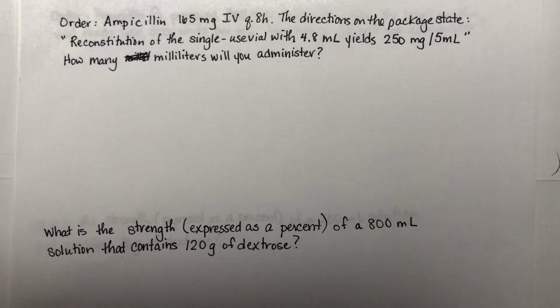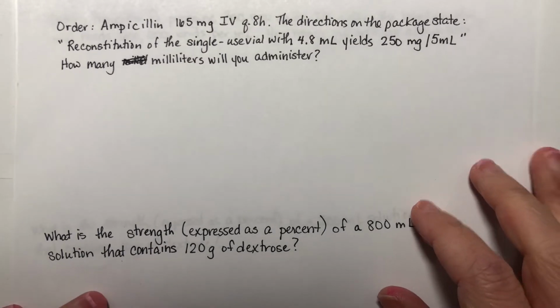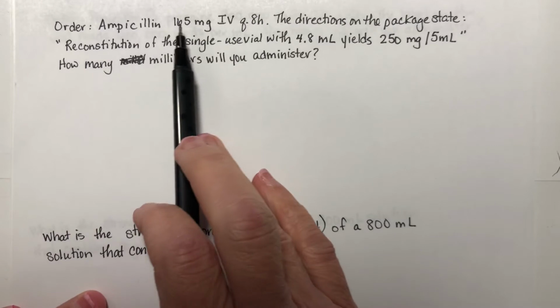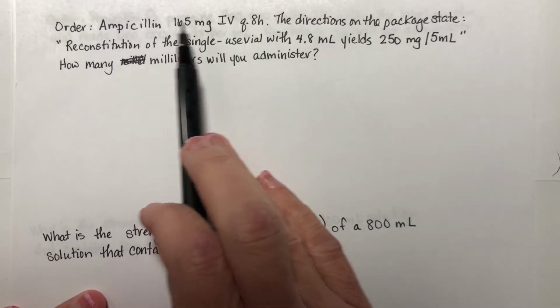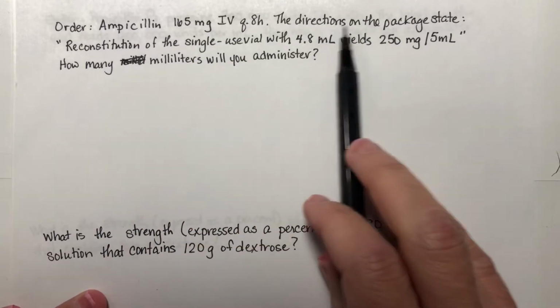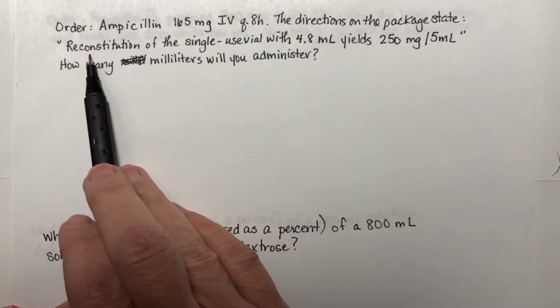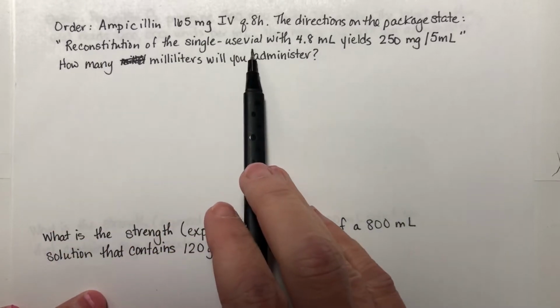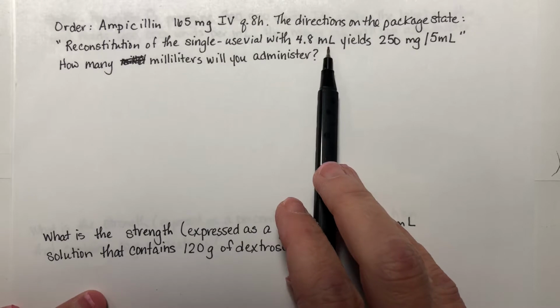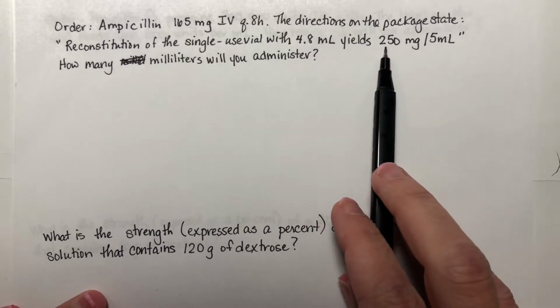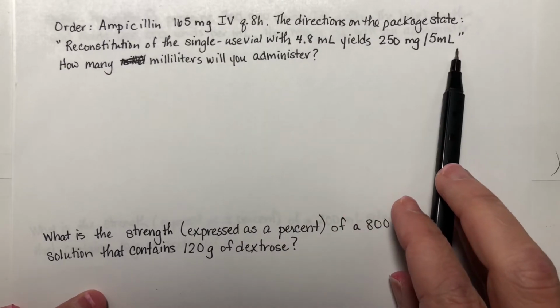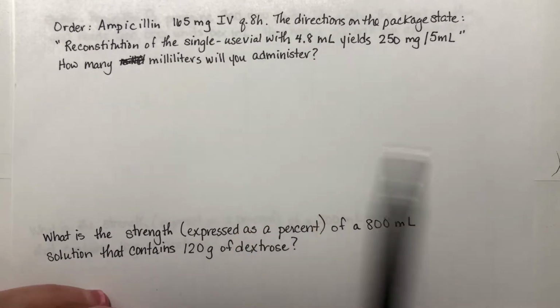Okay, I've had a request to work some problems from the third homework assignment. This first problem, we were given an order. We are supposed to give 165 milligrams by IV. The directions on the package state, reconstitution of the single-use vial with 4.8 milliliters yields 250 milligrams per 5 milliliters. How many milliliters will you administer?